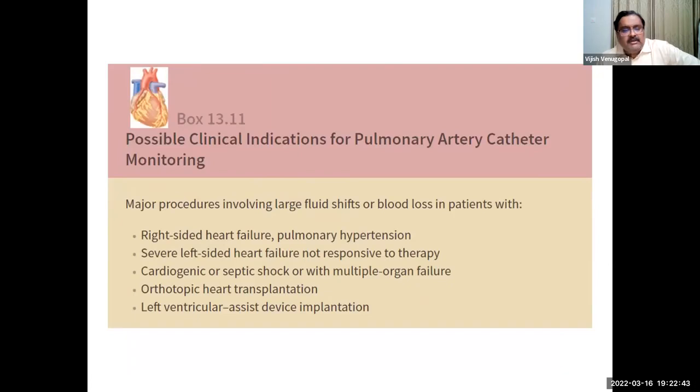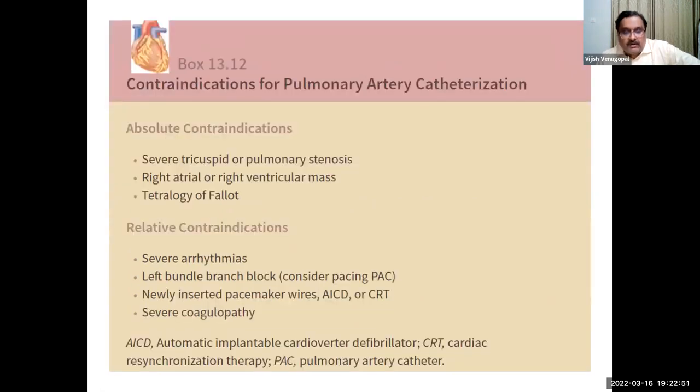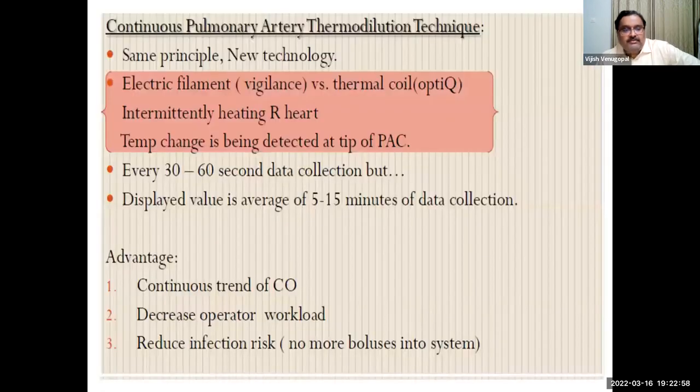The possible clinical indications for a PAC are right-sided heart failure, severe left-sided heart failure, and cardiogenic or septic shock with multiple organ failure. There are a lot of contraindications. The absolute contraindications are severe tricuspid or pulmonary stenosis, right atrial or right ventricular mass, and tetralogy of Fallot.